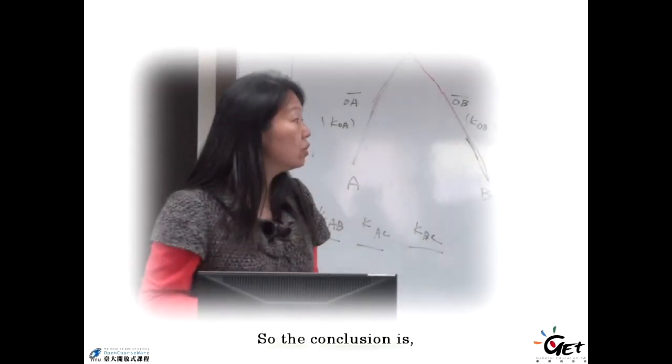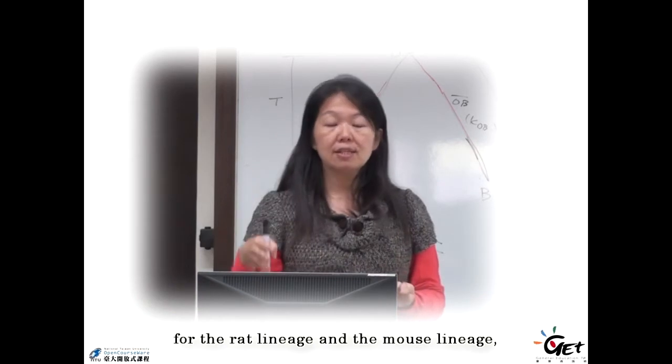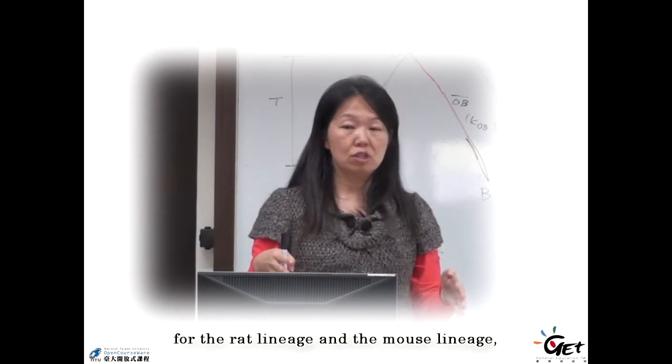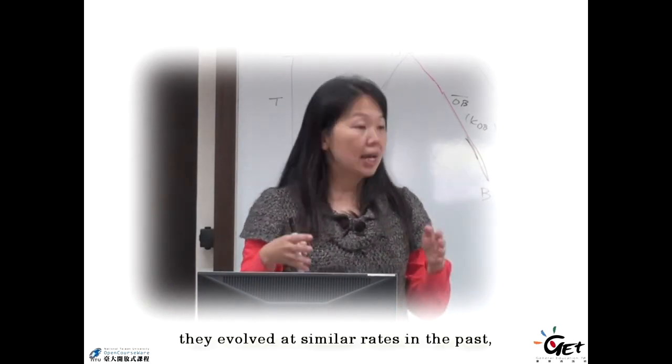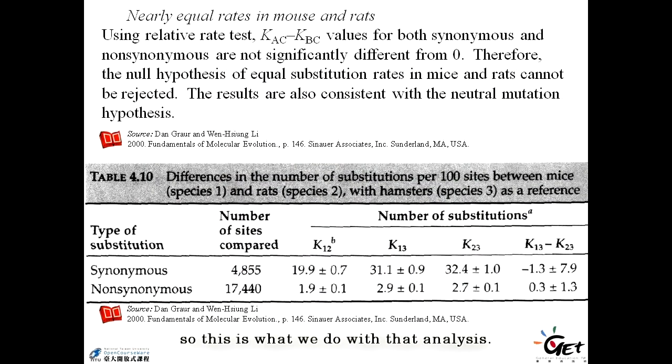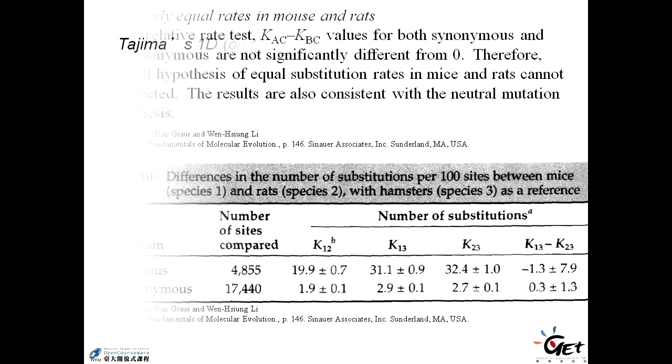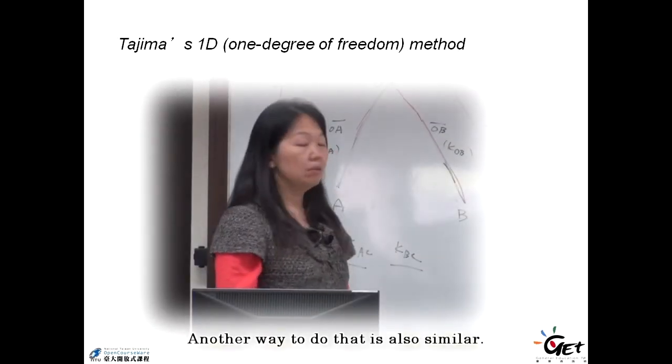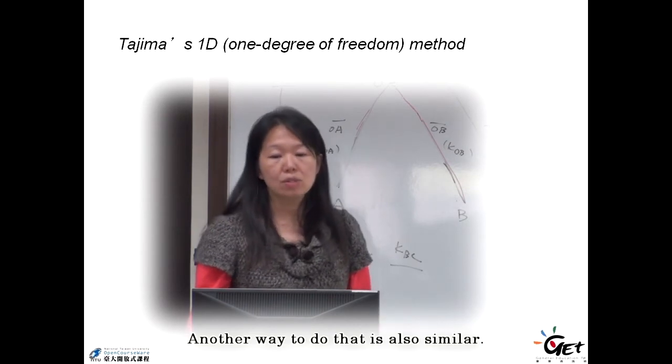So the conclusion is that the rat lineage and the mouse lineage evolved at a similar rate in the past. So this is what we do with all analysis. And this is a very simple analysis, the test of the evolution rate, the equal rate test. Another way to do that is also similar.